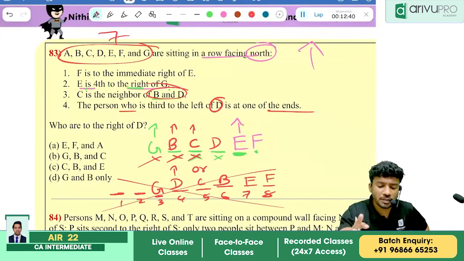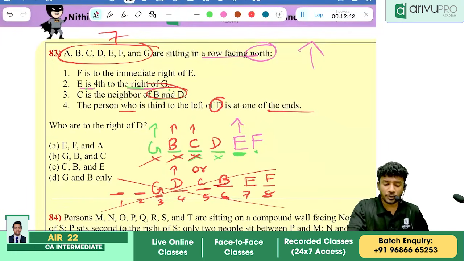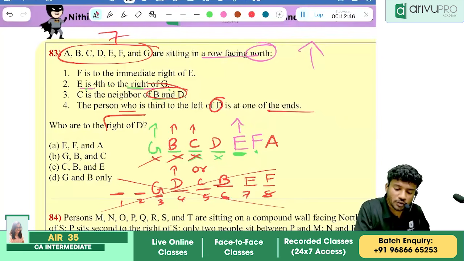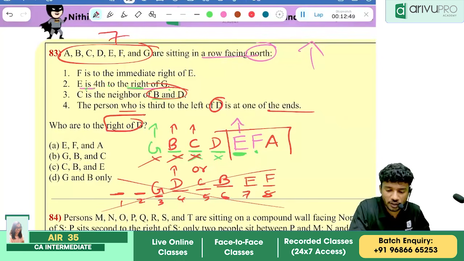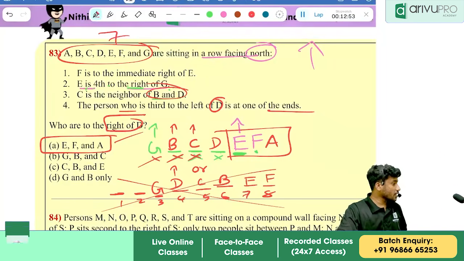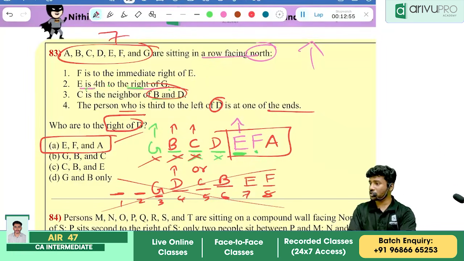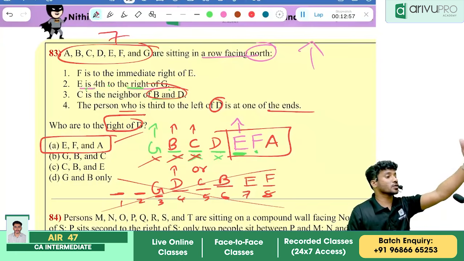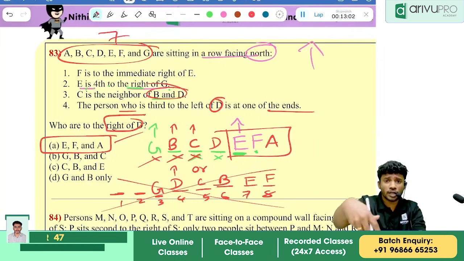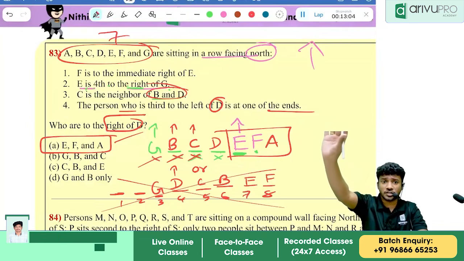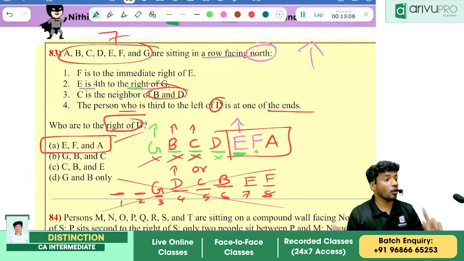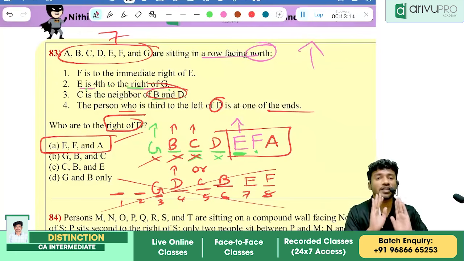Now, who is the missing person? A. Where will you put A? After F. So the question is, who are to the right of D? Who all are to the right of D? E, F, A. So one by one at a time, we will draw the picture. Always draw two pictures so that we will get the answer faster. Otherwise, what will happen is, like what I did just now. First I draw the picture, then I am creating again from the beginning. It is a problem. Always draw two pictures whenever it is required.